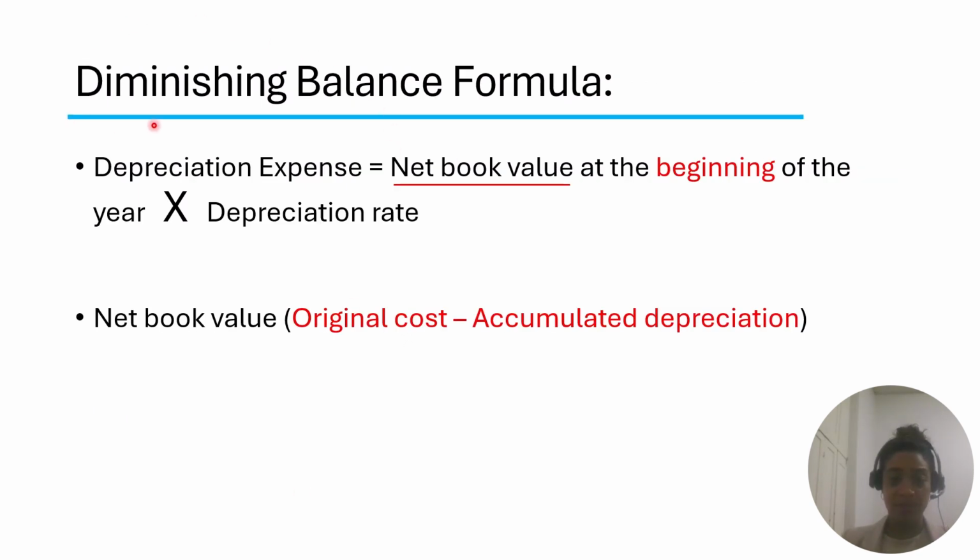Let's take a look at the diminishing balance formula. So to get your depreciation expense, you will take your net book value at the beginning of the year times your depreciation rate, which will almost always be given to you. And how do you get to your net book value? You take the original cost of your asset minus your accumulated depreciation. And who can tell me what is accumulated depreciation? Perfect.